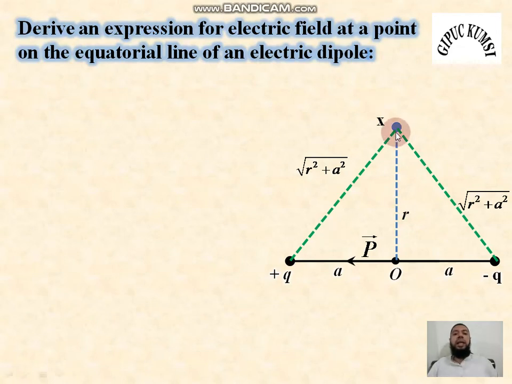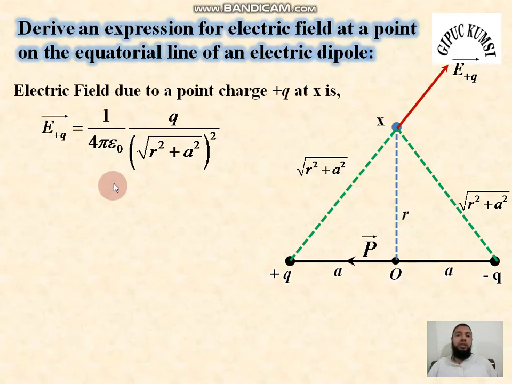Then what is the electric field due to the positive charge plus q at x? The electric field will be in the same direction, radially outwards along that line joining x and the charge plus q. Then what is the value of E plus q? The value of the electric field due to the positive charge is given by 1 by 4 pi epsilon naught q by, what is the distance? Square root of r square plus a square whole square. This is the electric field. What is the direction? Radially outwards.